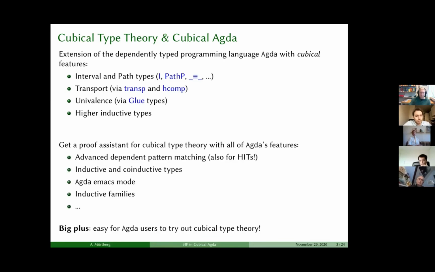So by adding all of this, we get a proof assistant with all of Agda's features still there, like advanced dependent pattern matching, which also works for higher inductive types. So this is very nice. And all the other Agda features are still there, which is really nice because all of the Agda users, like Eric, could have tried out cubical type theory very easily by just putting a flag at the top of their file saying it's a cubical file, and then they can use all of the cubical machinery. So that's a big plus for us developing cubical type theory, because we get a lot of users for free.